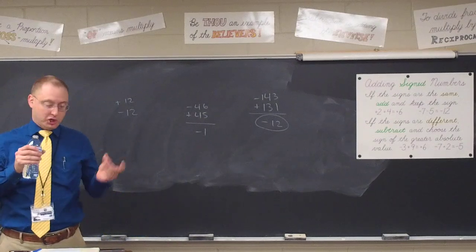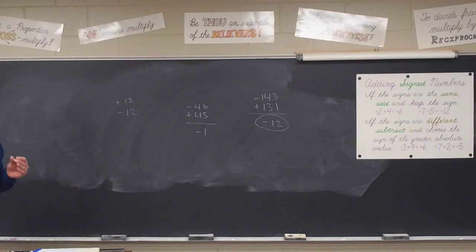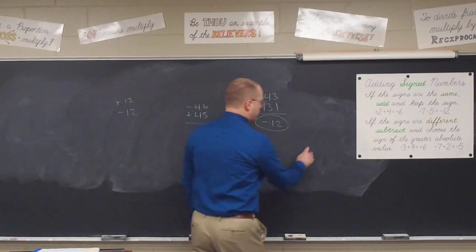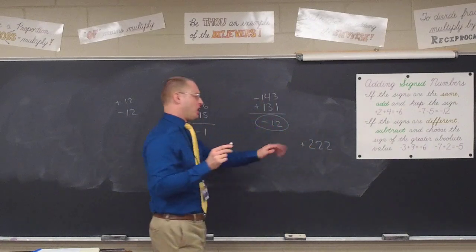The positives. All right, so what are they? 22 and 200. What do we get if we combine them? 222. And I'm going to put the positive, so I remember that's my positive.